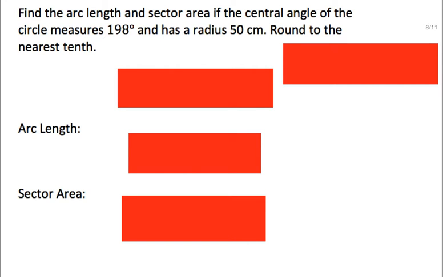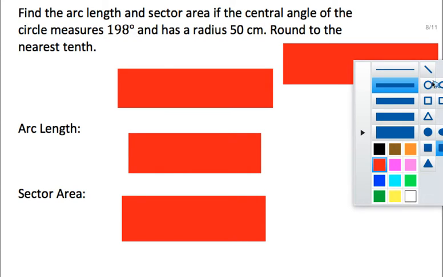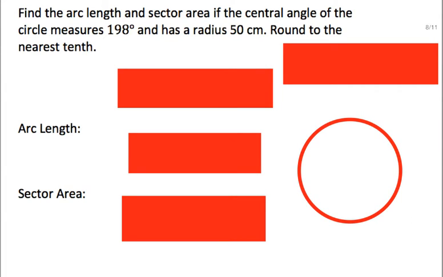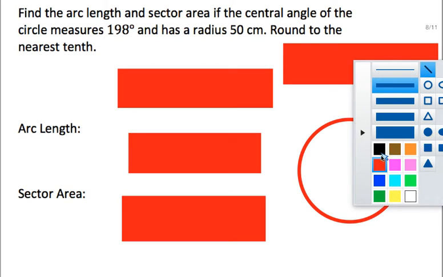All right, moving on. This is something we studied at the very beginning of the year, where we found the arc length and sector area of a shape of a circle. So if I had a circle, okay, and let's draw a picture on this one. I probably should have done it earlier, but that's okay.